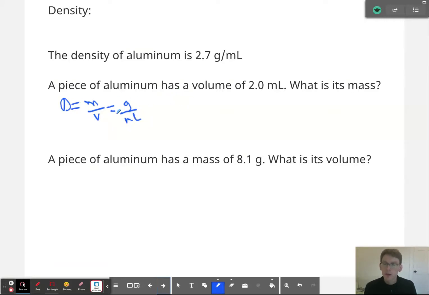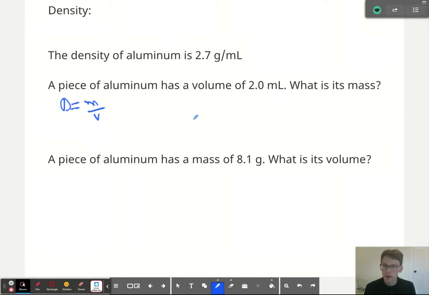But when you look at this, the way this is set up, this looks like a conversion factor. And lo and behold, the density of aluminum is 2.7 grams per milliliter. That looks to me a lot like 2.7 grams over 1 milliliter. That looks like a conversion factor, and we'll actually use it as such.